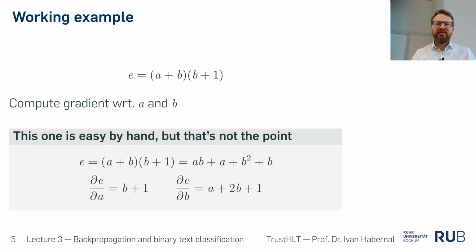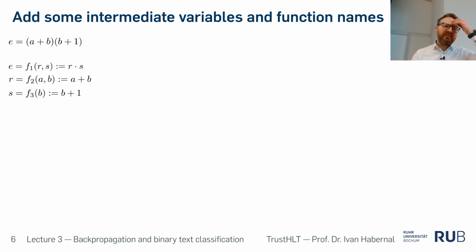Yes, exactly. It's very simple, but that's not the point. We need to use the computational graph. We want to use the computational graph as a working example here. All right. Good. So let's take this function and add some intermediate names of nodes, and add some more functions so everything is super clear.